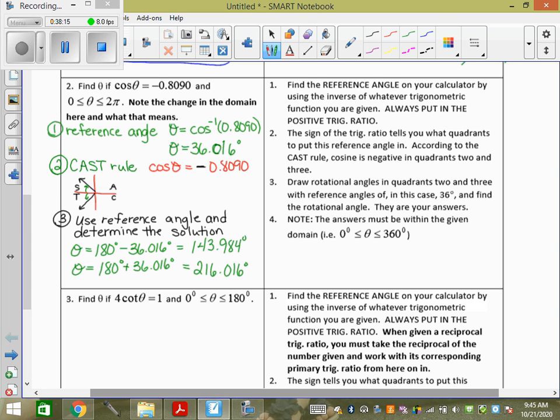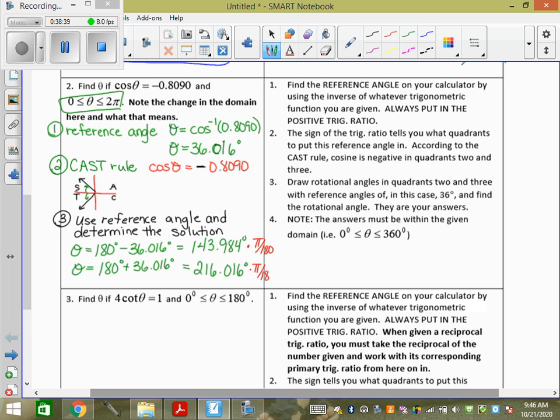But my domain is in radians. So what am I going to have to do at the end? Convert. So degrees to radians, Dr. Pop, degrees to radians, pi on top, right? So I'm going to multiply by pi over 180.